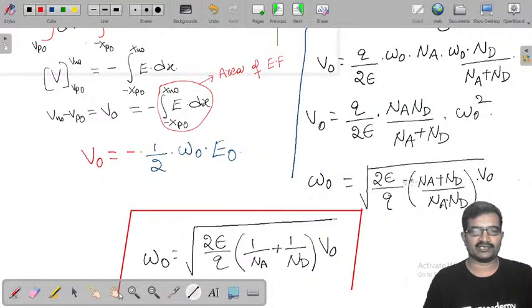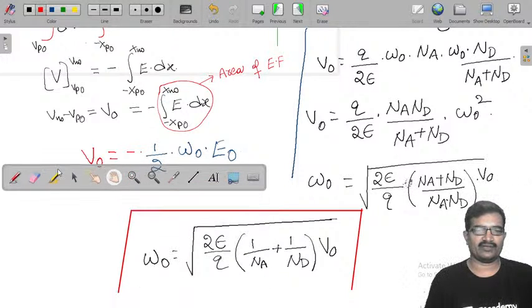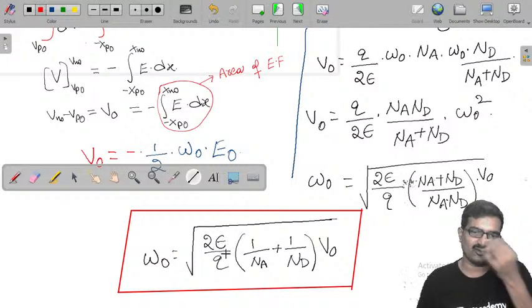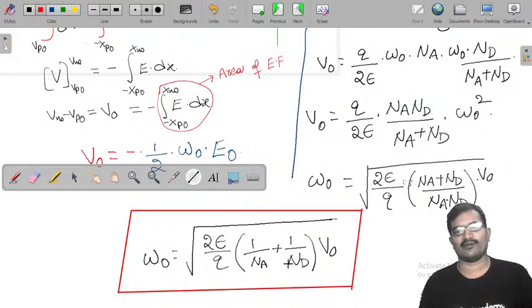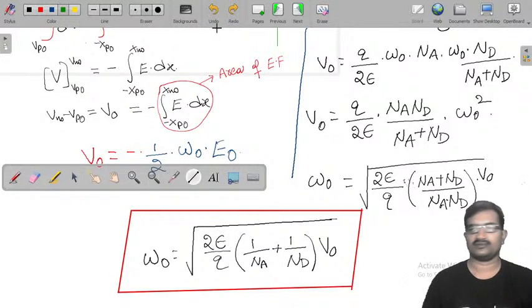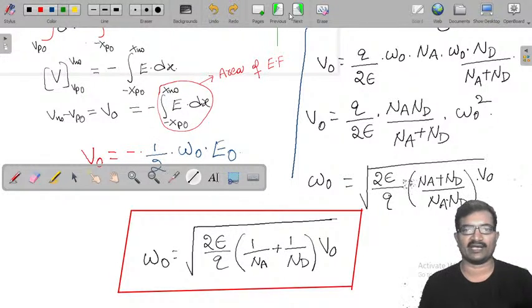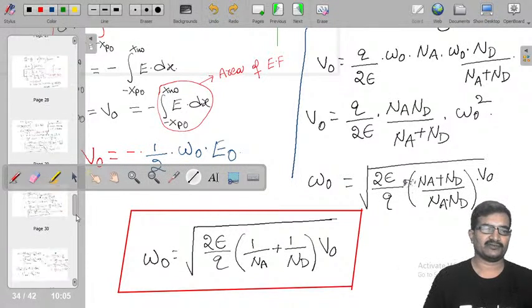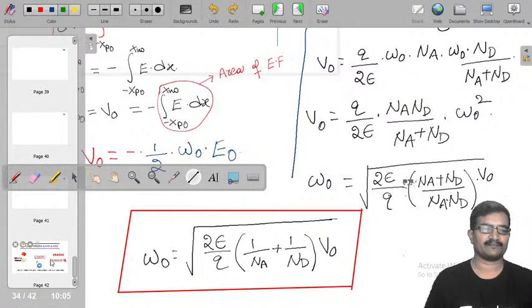In this equation we know everything except V0. We know the 2 epsilon value, the Q value, Na and Nd, because we did the doping initially. But the contact potential we don't know. So in the next session we start with the derivation of the contact potential. Thank you for spending your valuable time with us. In the next session we are going to complete the remaining part.